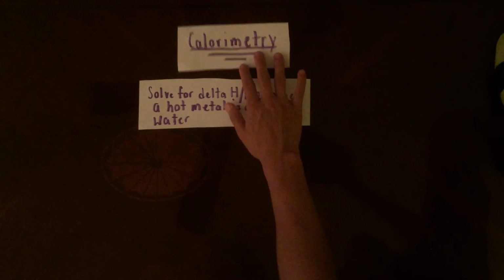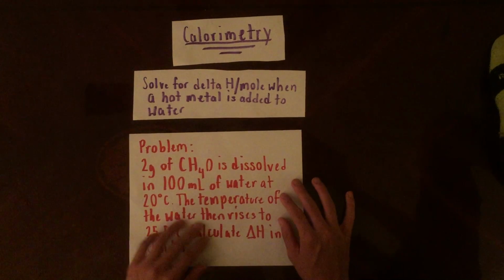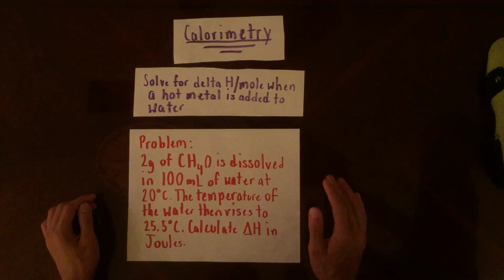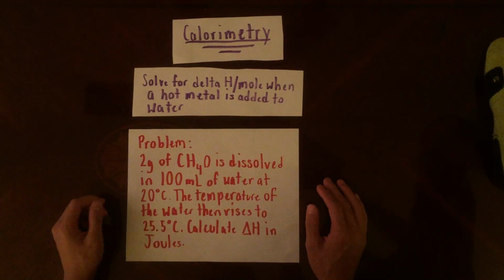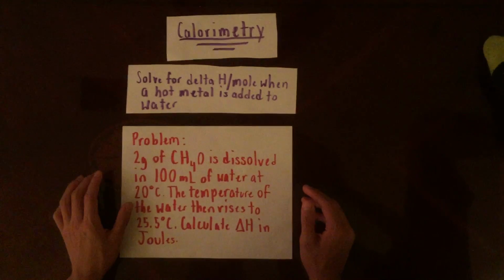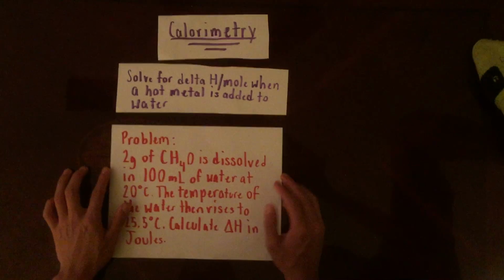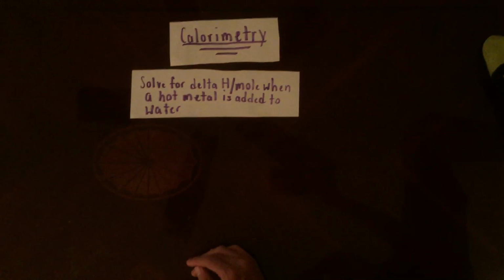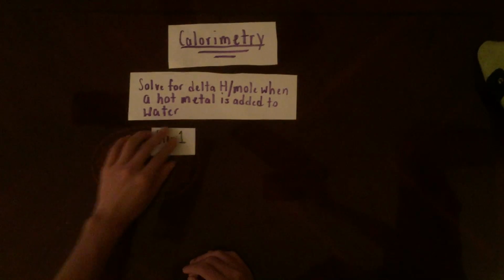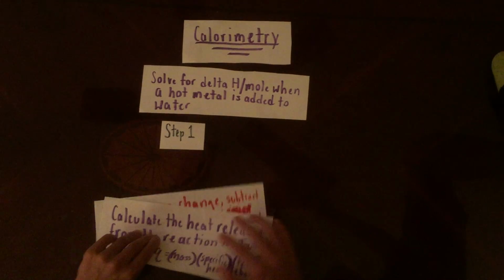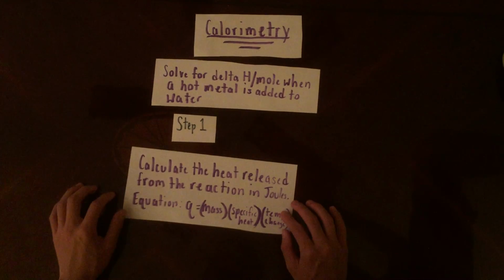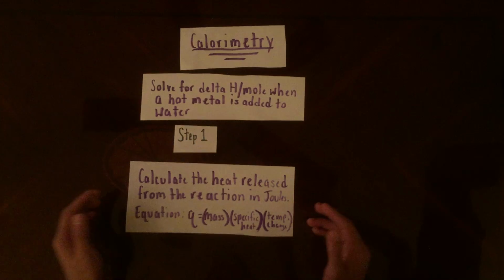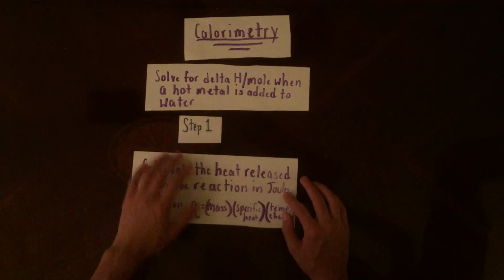An example problem is: 2 grams of CH4O is dissolved in 100 milliliters of water at 20 degrees Celsius. The temperature of the water then rises to 25.5 degrees Celsius, and you must calculate delta H in joules. Step 1 is to calculate the heat released from the reaction in joules, using the equation Q equals mass times specific heat times temperature change.